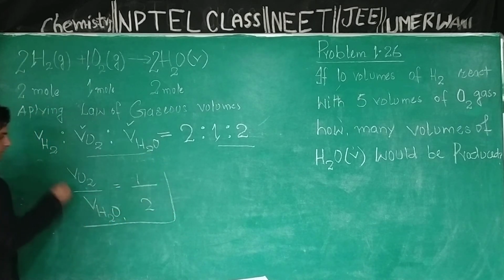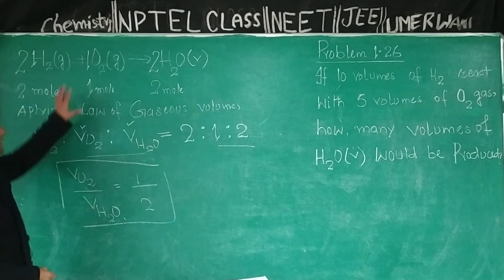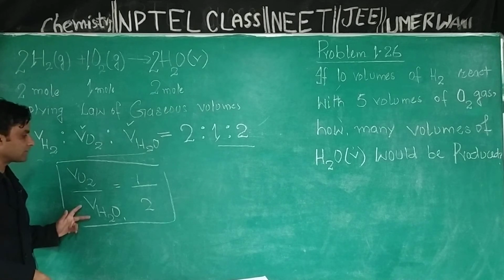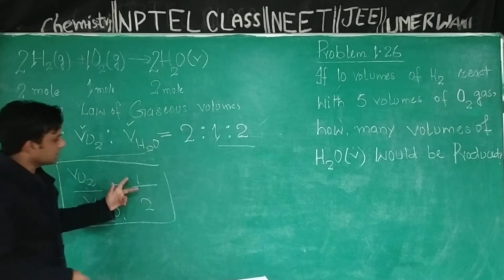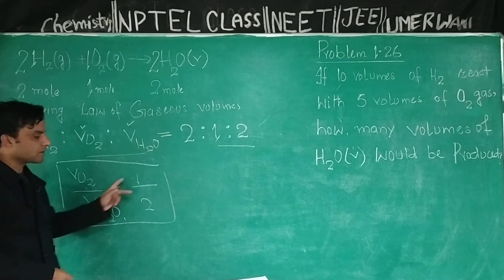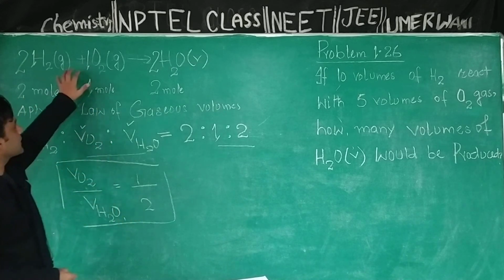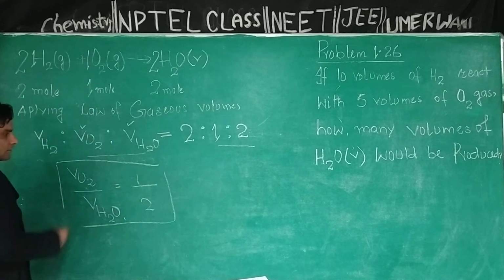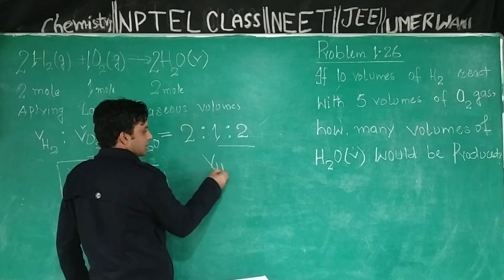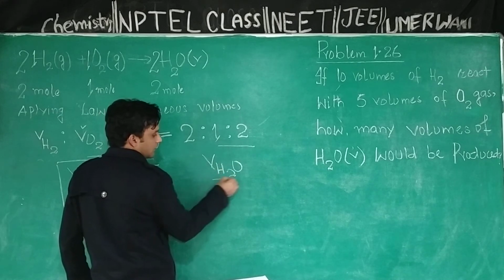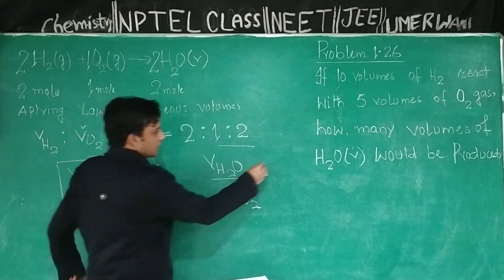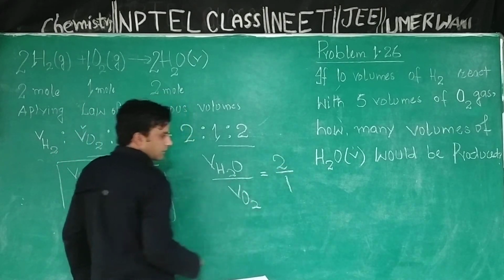For this reaction, always the volume of oxygen gas and the volume of water vapor will be related in this fashion, 1 is to 2. The ratio of volumes of oxygen and water vapor will be 1 is to 2, but only for this reaction. I can take its reciprocal. If I take its reciprocal, I need to write volume of water divided by volume of oxygen is equal to, taking the reciprocal, 2 is to 1.